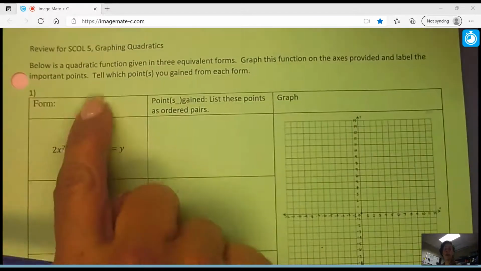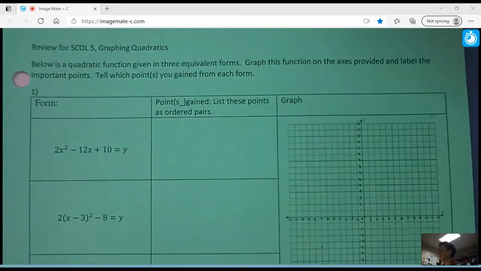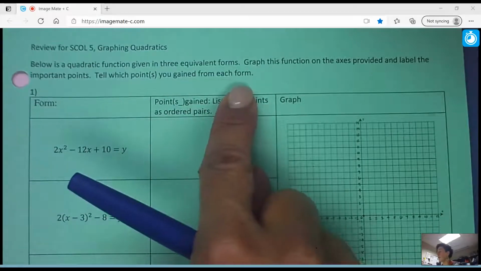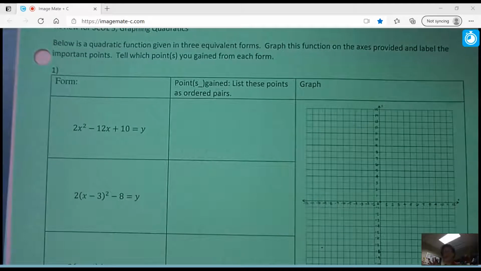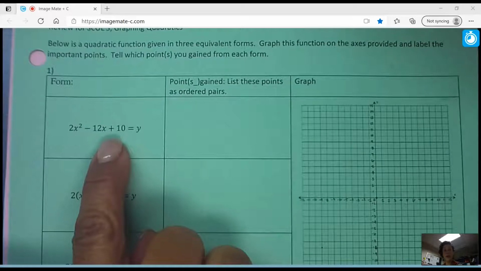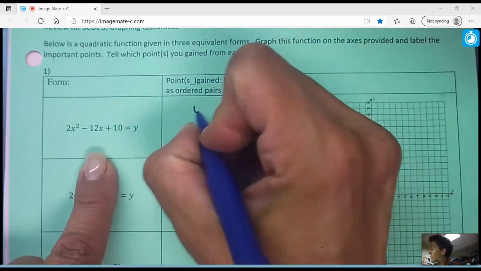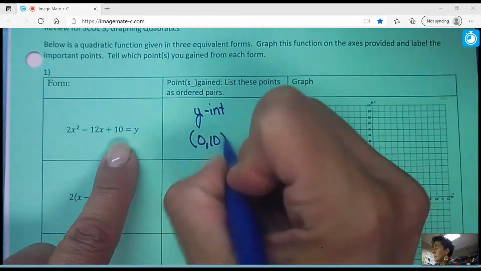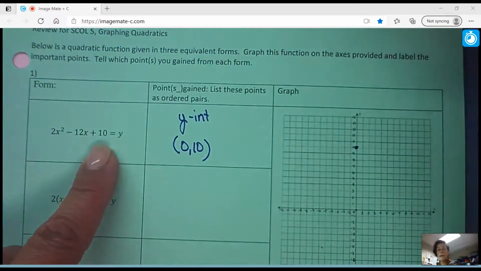So below is a quadratic function given in three equivalent forms. We're going to graph this function on the axis provided, and we're going to label the important points, and tell which points you gained from each form. So we don't have to do any converting from vertex to standard to factored form because that part's already been done for us. We just have to look here and recognize that since it's in standard form, we can get the y-intercept, and that the y-intercept would be 0, 10, and I'm going to go ahead and graph these as I move along. So there's 0, 10.